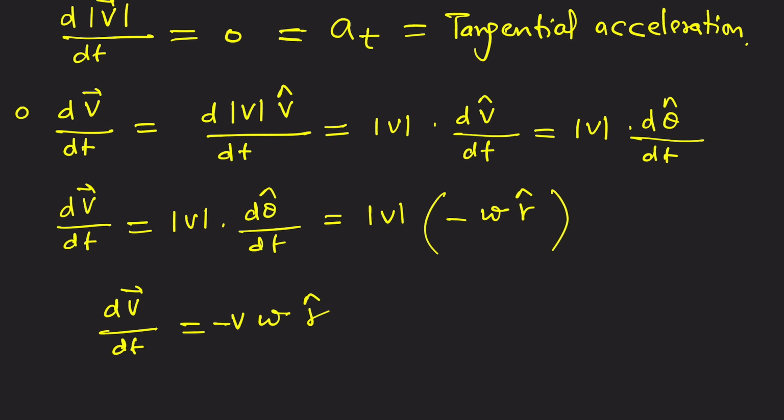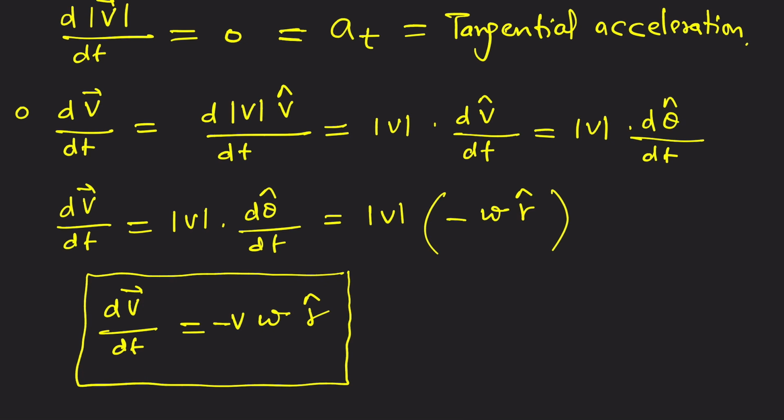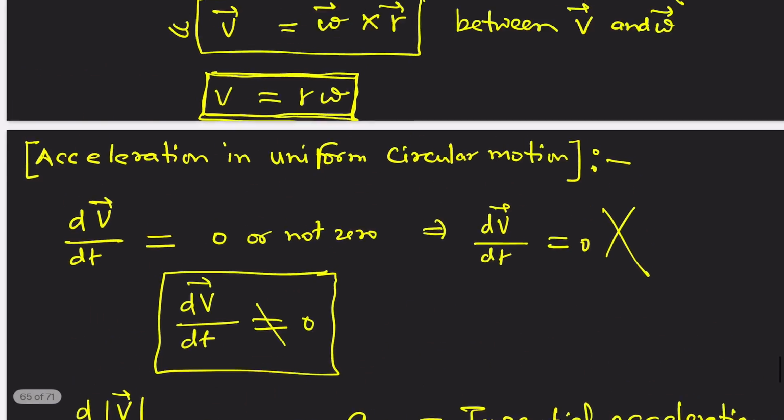Means the rate of change of velocity in the case of uniform circular motion would be minus v into omega into r cap. If you see, the direction of this acceleration that is coming here is coming towards the center.